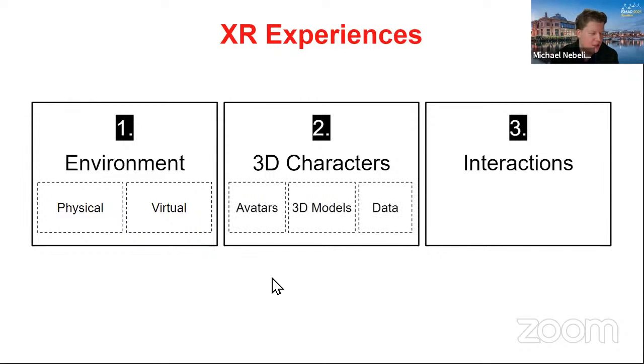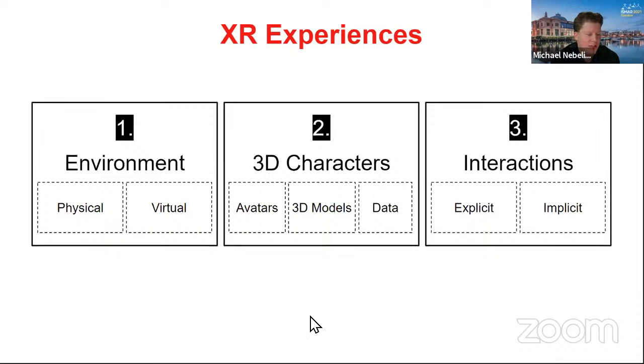You have 3D characters, which are the avatars and the 3D models, and obviously some form of, let's say, data in there. Data here can mean a lot of things, including, for example, their movement. But then animations and things like that. We have interactions, which can be explicit and implicit. I think it's very important that you don't just think of gesture and speech like the Minority Report examples that Mark talked about.